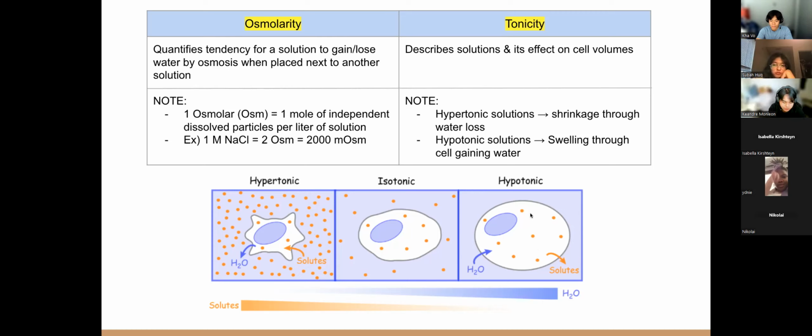One thing that you should remember is that most hypertonic solutions are going to be hyperosmotic, and also most hypotonic solutions are going to be hypoosmotic, but that is not always the case, and I will be going over that in one of our practice questions.